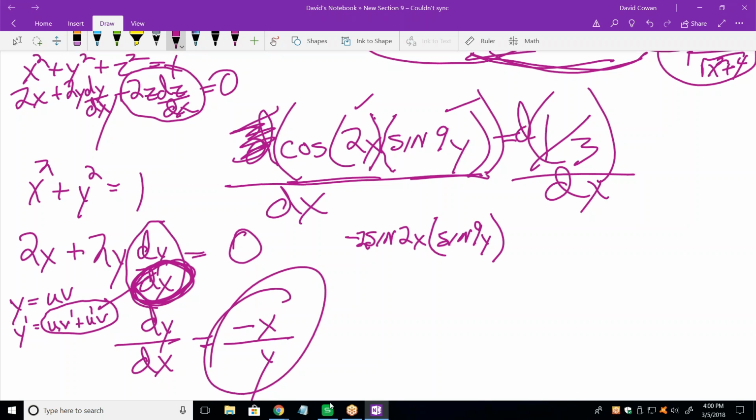And then plus cosine 2x times the cosine of 9y times 9. One last thing. We ran into a variable that was not x. So what do I have to follow that by? The derivative, dy over dx. That's important because that's what we're solving for. And right now, that's the only place that appears. Now it's just an algebraic solution.